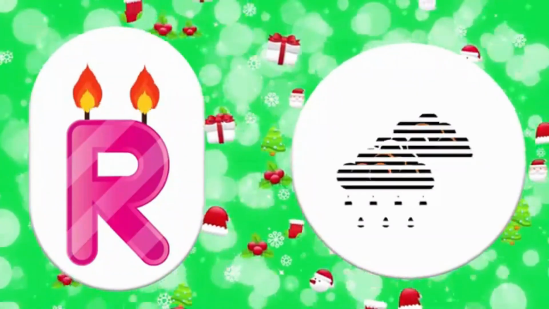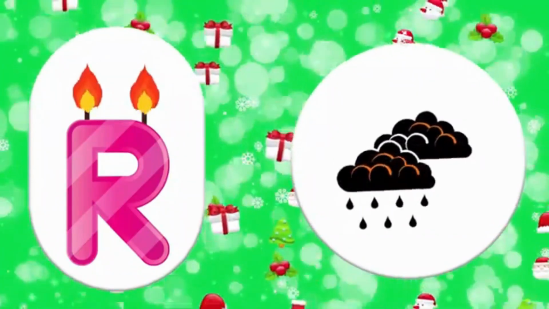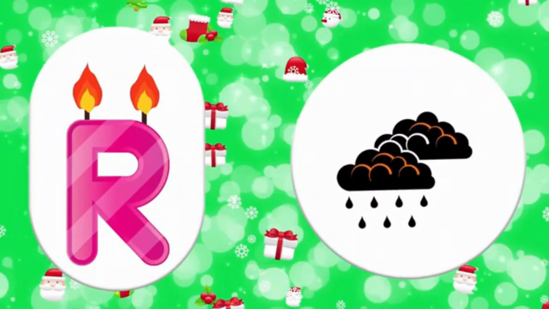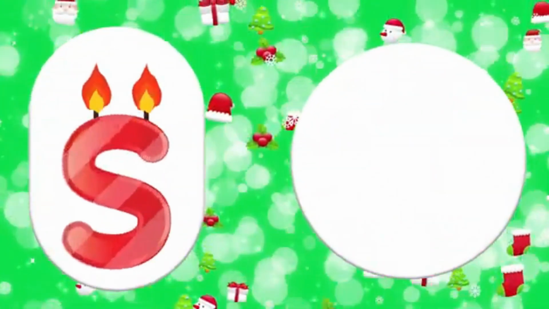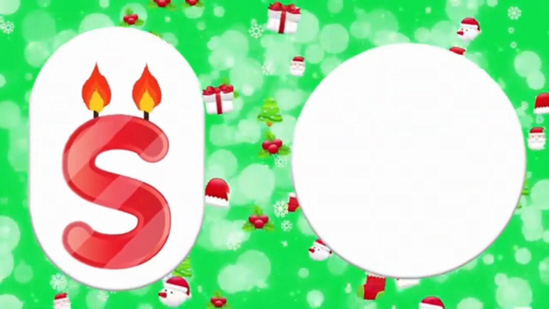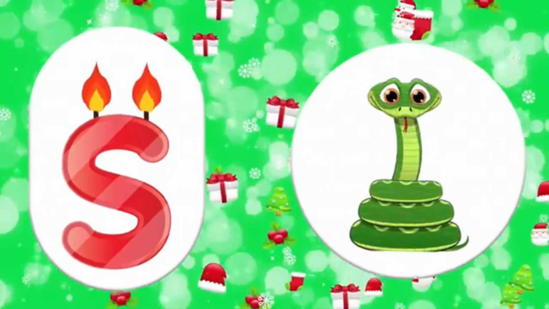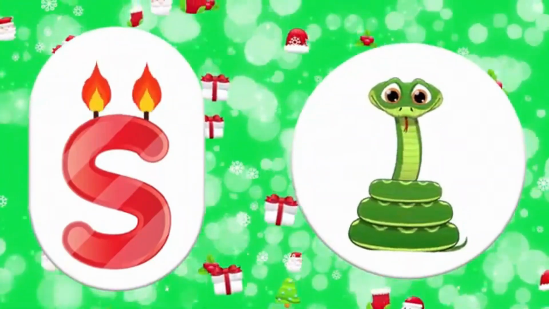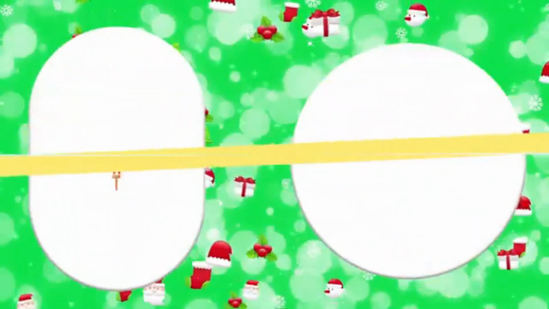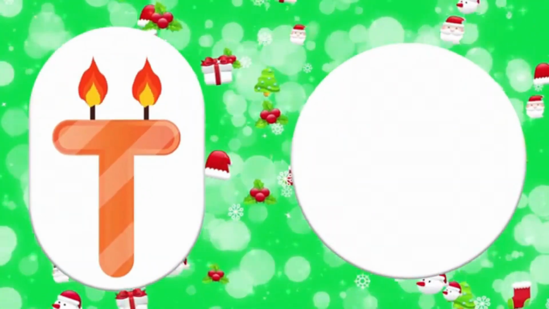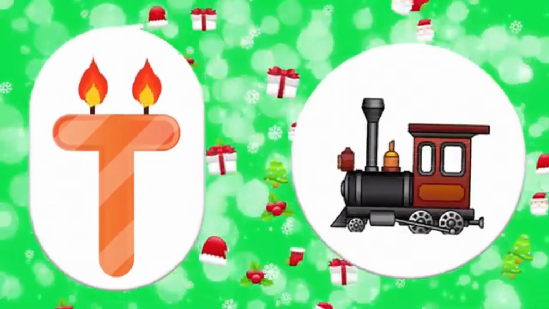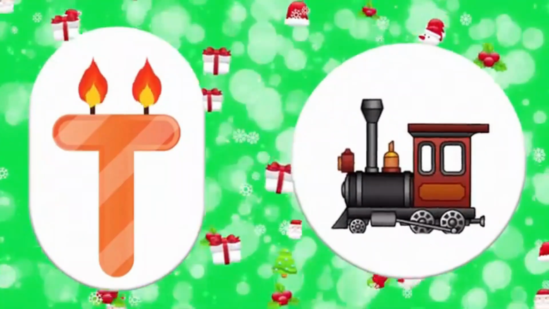Here comes the letter R. R. Rain. R for rain. Here comes the letter S. S. Snake. S for snake. Here comes the letter T. T. Train. T for train.